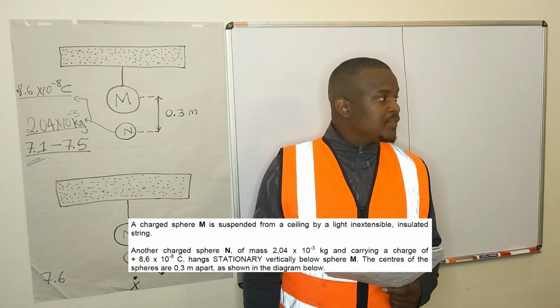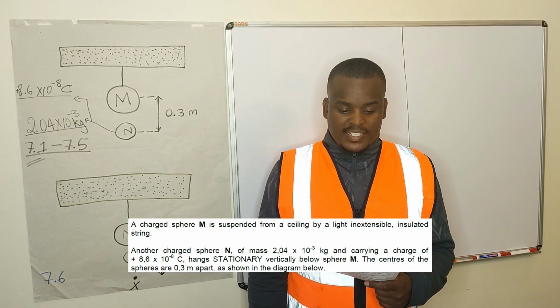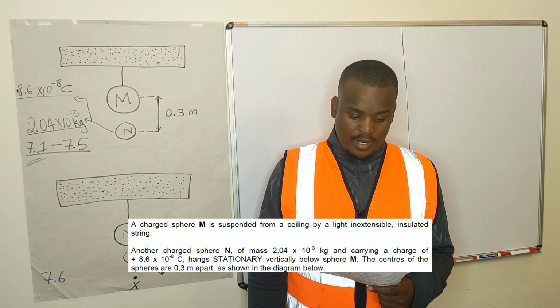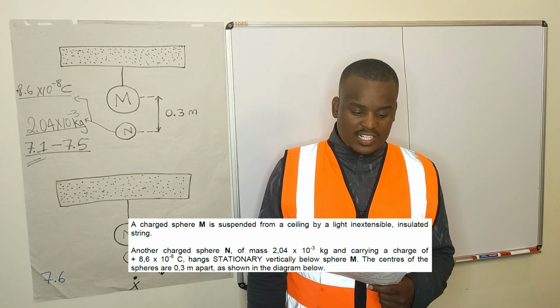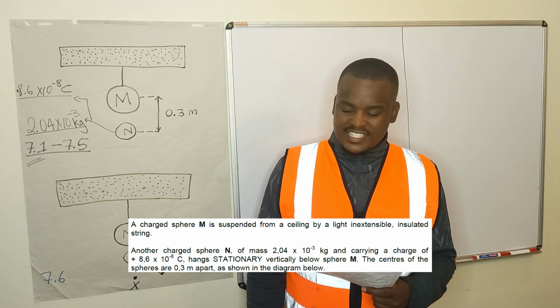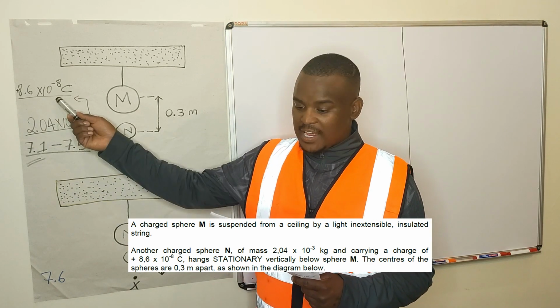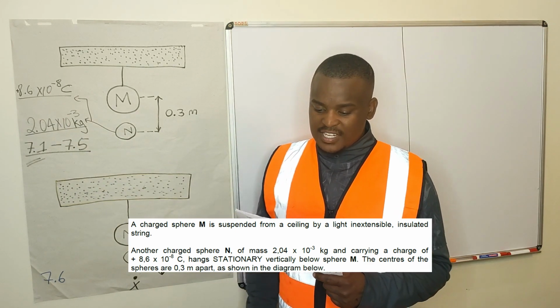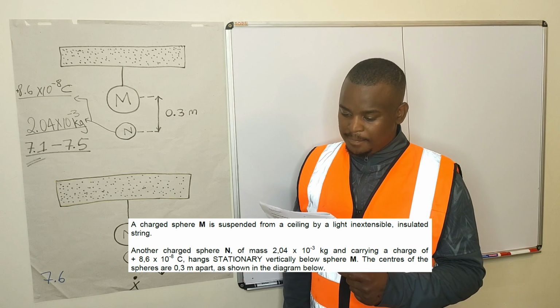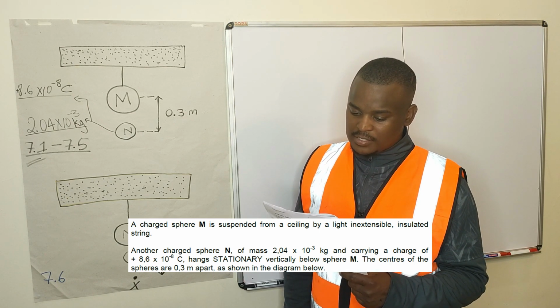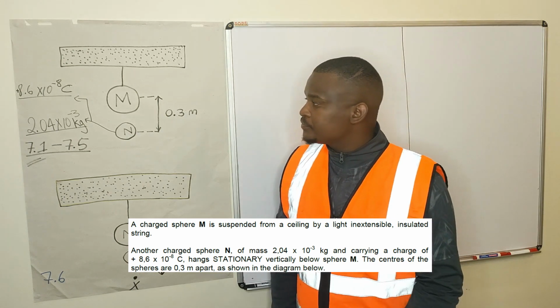Let's go. A charged sphere M is suspended from a ceiling by a light inextensible insulated string. Another charged sphere N that has a mass of this and a charge of that hangs stationary vertically below sphere M. The centers of the spheres are 0.3 meters apart, as shown on the diagram.